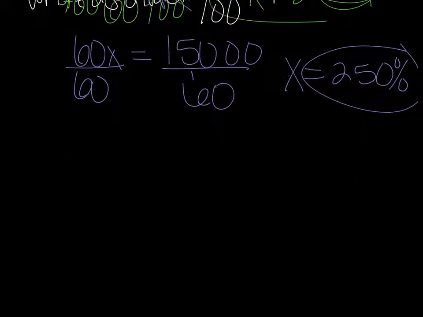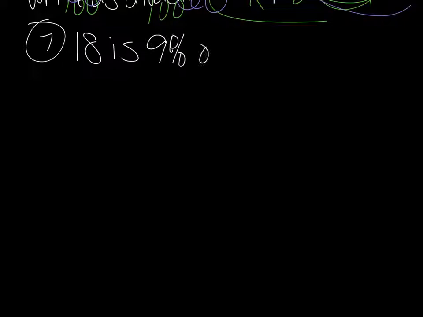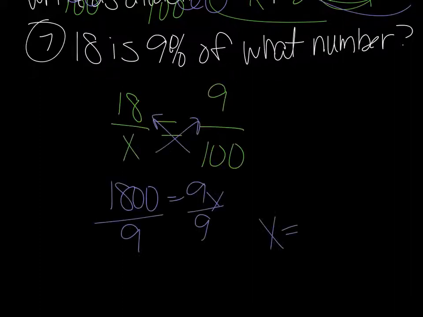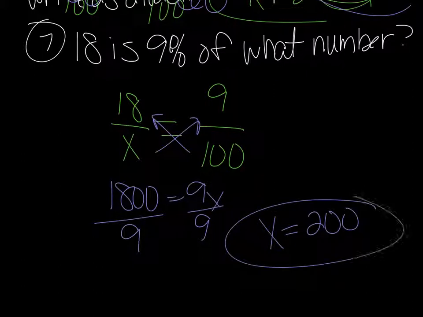Okay, so you have to make sure you put that percent sign. Okay, let's try one more of these. I'll have you guys try this one on your own. Let's try 18 is 9 percent of what number? Okay, hopefully we set up our proportion 18 over x equals 9 over 100. Set up your cross products and we end up with 1800 over 9, which is 200. Very good, very good. Okay, are there questions over the percent proportion?